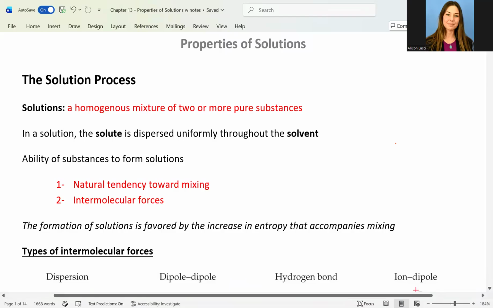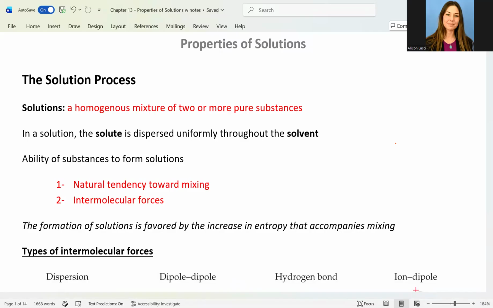In chapter 13, we're going to talk about properties of solutions. So, the solution process is the first topic that we'll introduce here. And we should note, by definition, a solution is a homogeneous mixture of two or more pure substances.